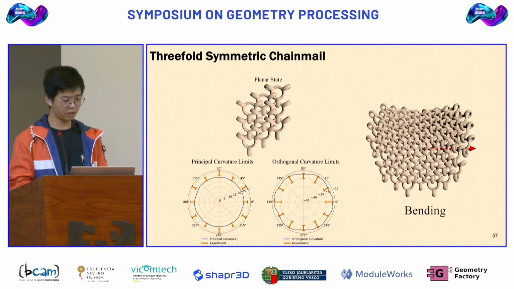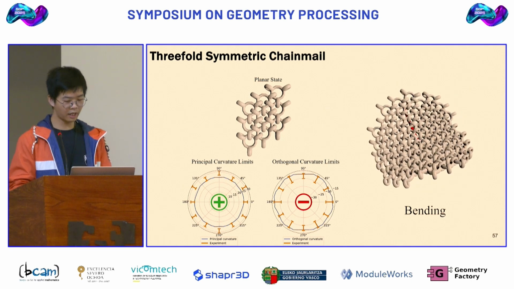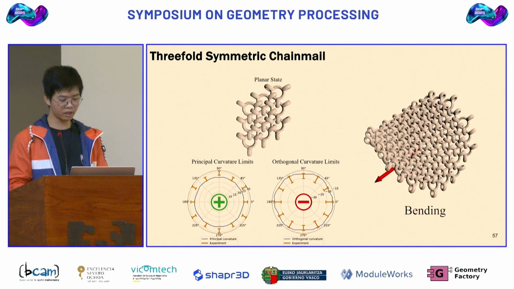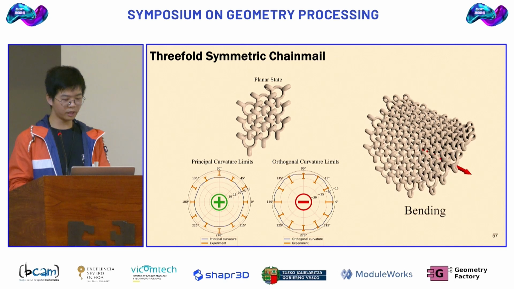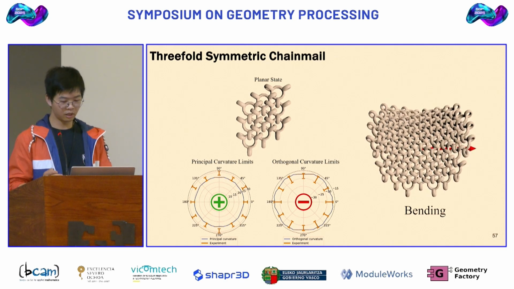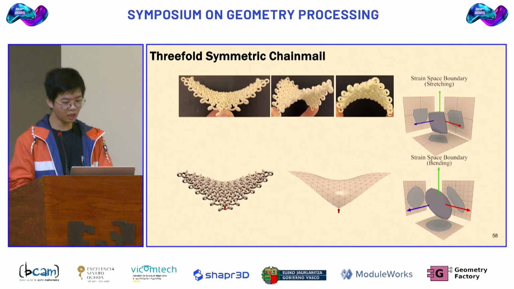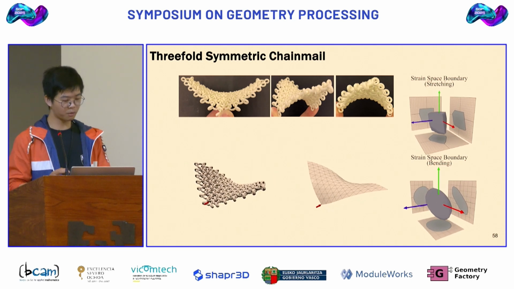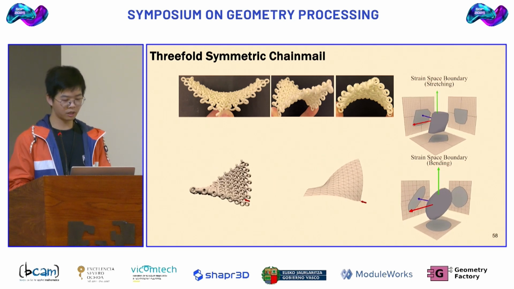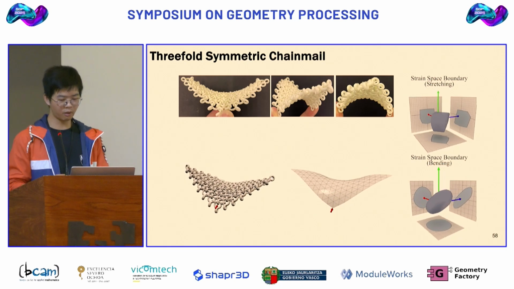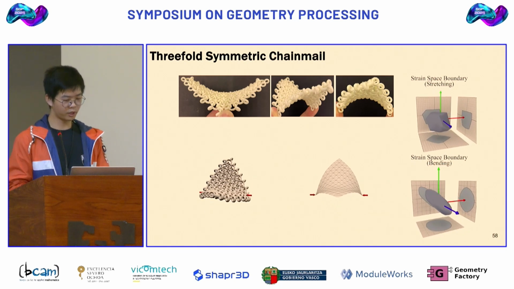However, the difference in sign between principal and orthogonal limits suggests an interesting behavior when applying uniaxial bending in any given direction. The material will bend with opposite curvature in the orthogonal direction, leading to this characteristic saddle shape. And here's the comparison of the macro scale simulation results with native scale simulations and the deformations observed in physical prototypes. And all of them are aligned very well with the physical prototypes.